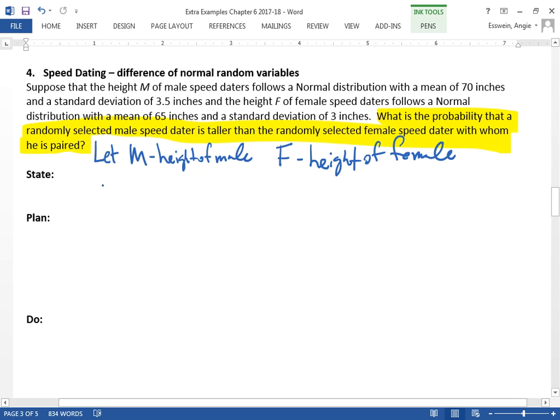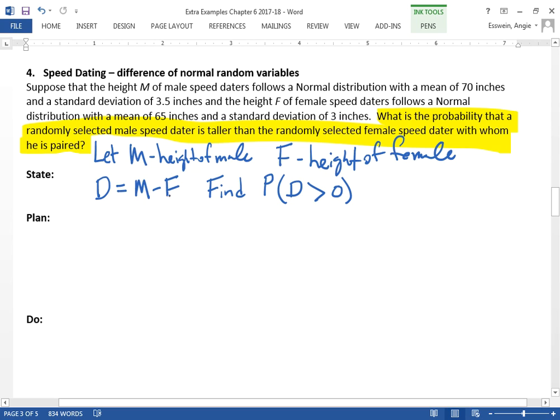That's really important. If we want to know if one is taller than the other, what we have to do numerically is find the difference. If we want to know if the male is taller than the female, then M minus F has to be greater than 0, right? So we want to find the probability that our new random variable, the difference D, is greater than 0.